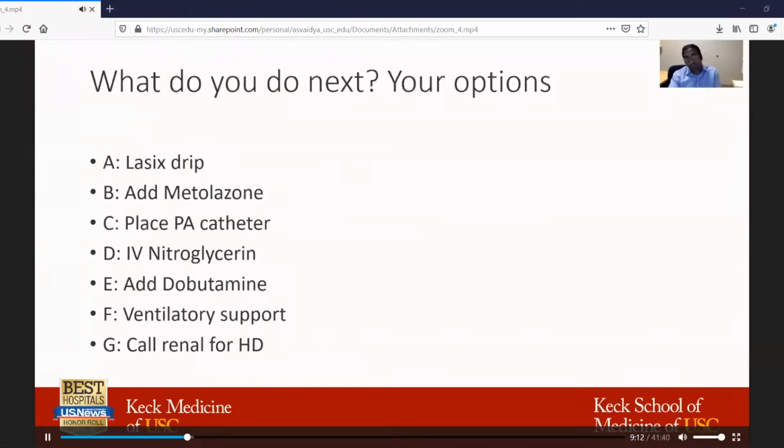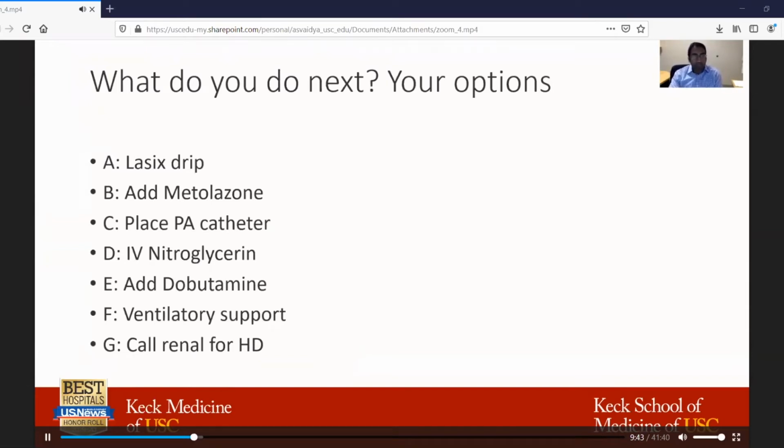So some of your options that we'll discuss are: you put them on a Lasix drip, that we discussed in the DOSE trial; you add metolazone; you place a PA catheter; you put the patient on IV nitroglycerin; you add dobutamine; you offer ventilatory support; or you call your kidney colleagues for assistance with hemodialysis or ultrafiltration. So take a moment to think about these and what you would do next. We'll go through each one of them.